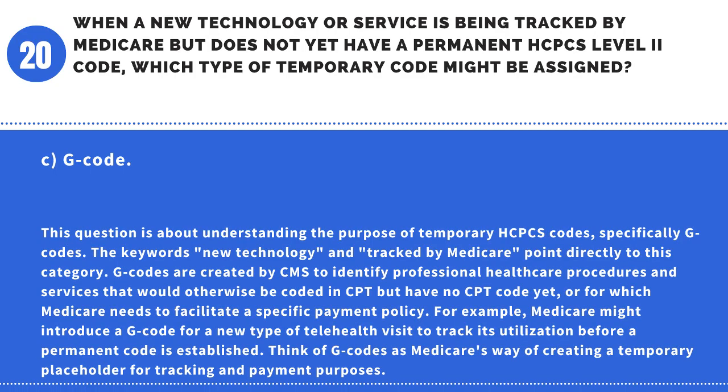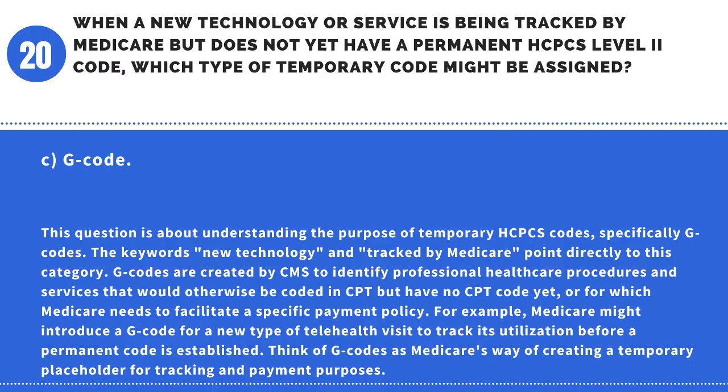Answer: C. G code. This question is about understanding the purpose of temporary HCPCS codes, specifically G codes. The keywords new technology and tracked by Medicare point directly to this category. G codes are created by CMS to identify professional healthcare procedures and services that would otherwise be coded in CPT but have no CPT code yet, or for which Medicare needs to facilitate a specific payment policy.